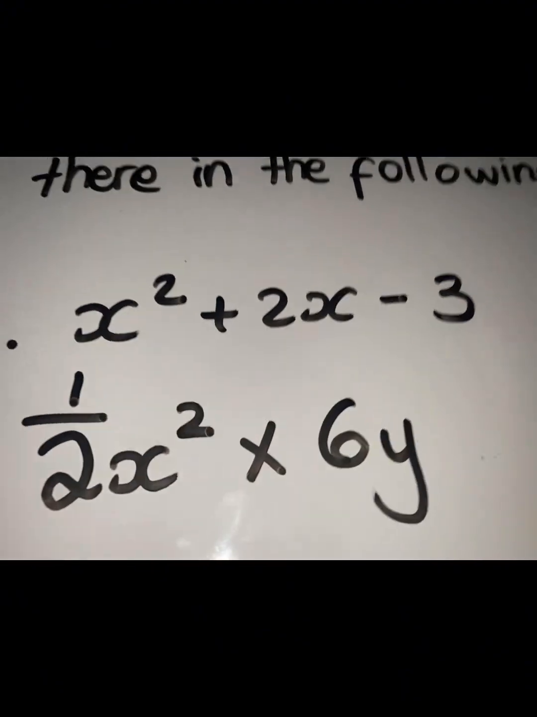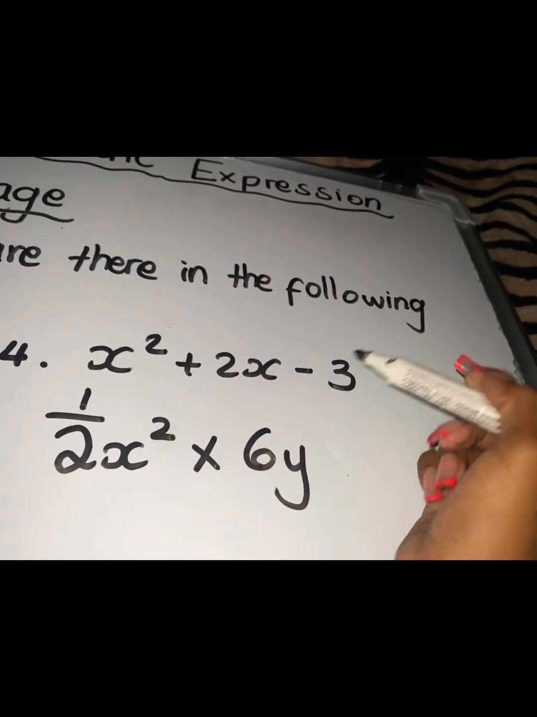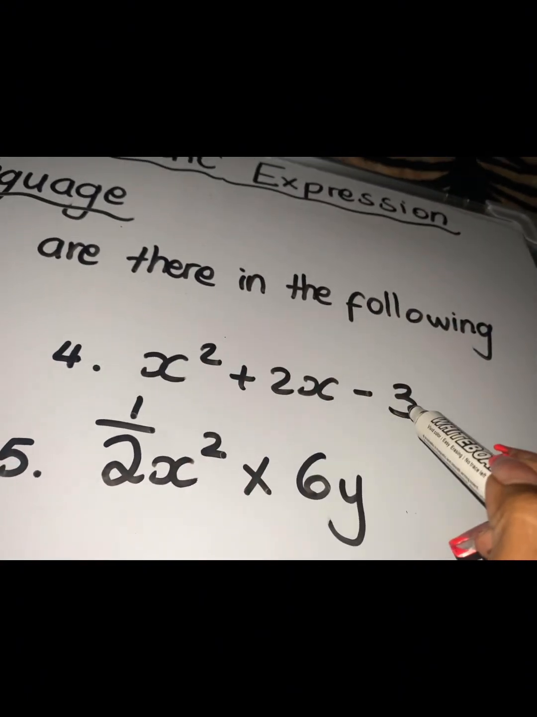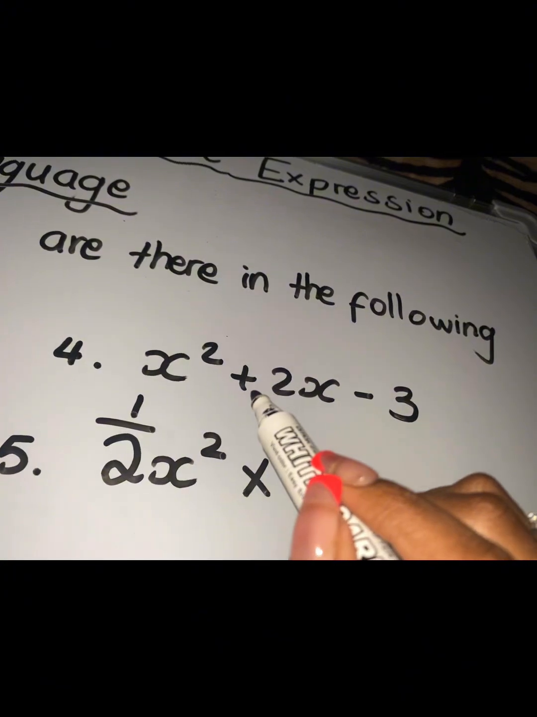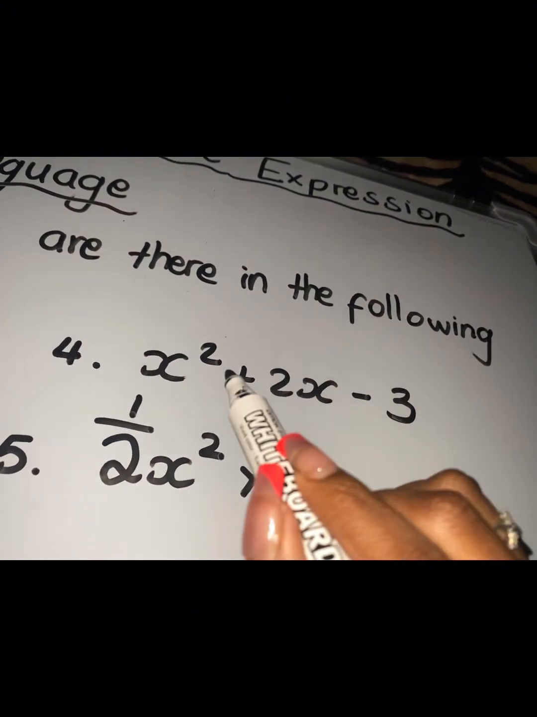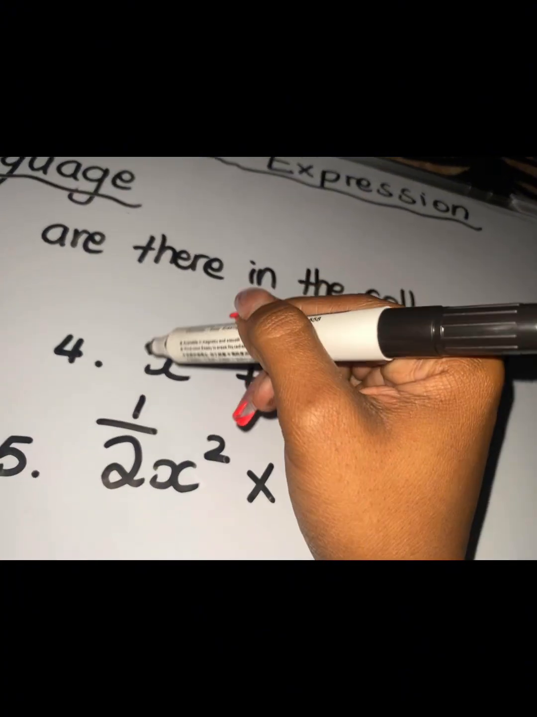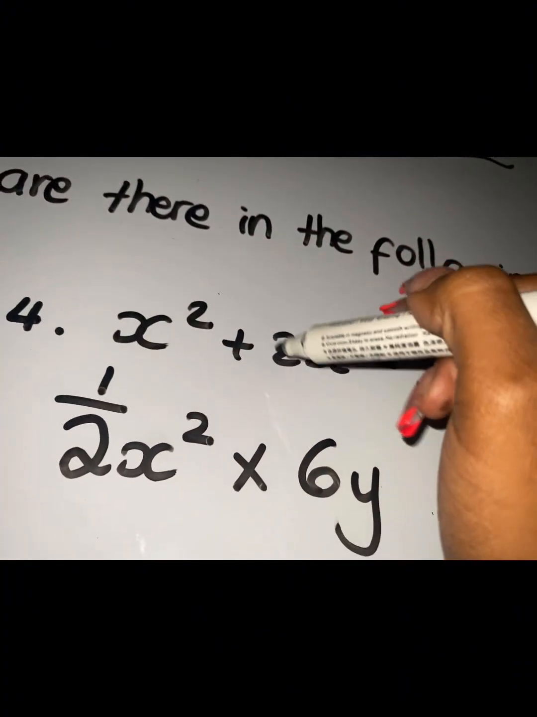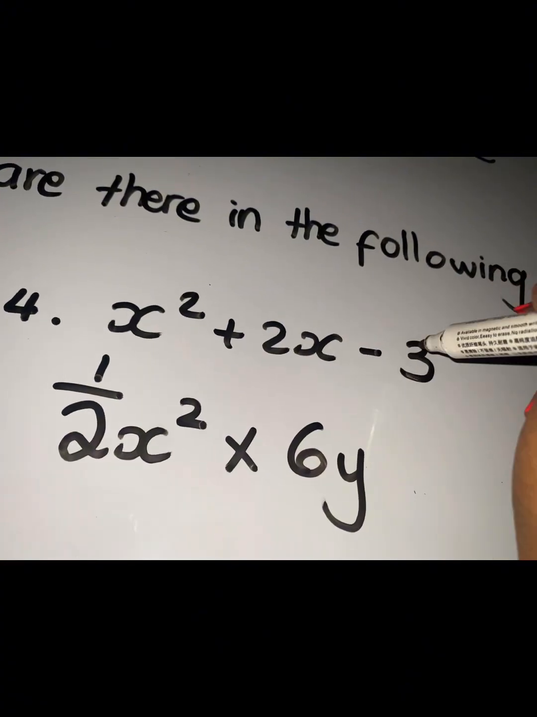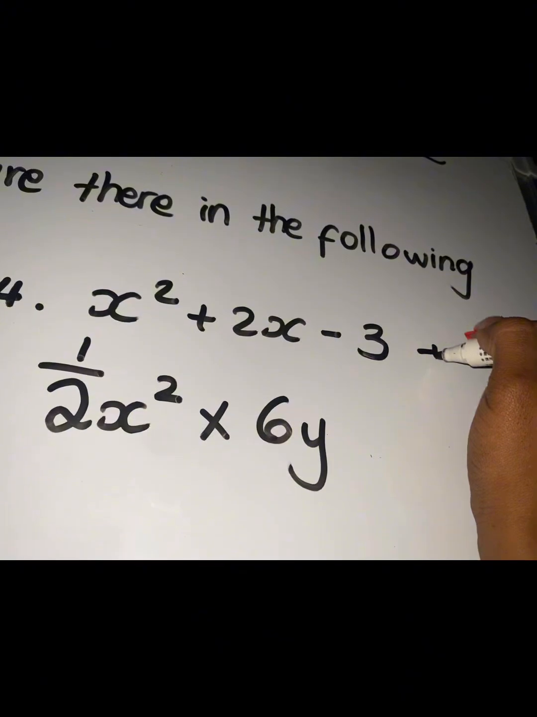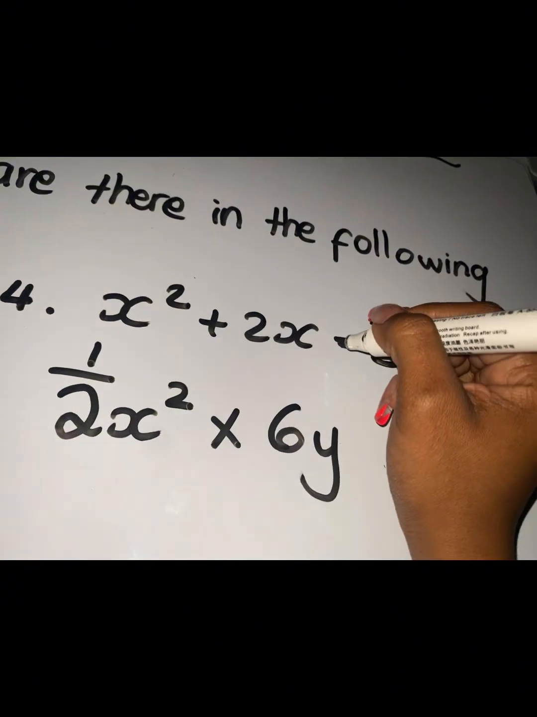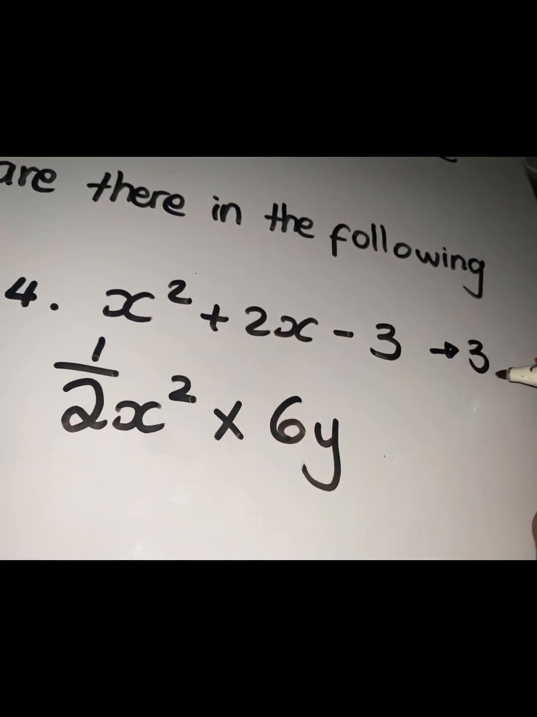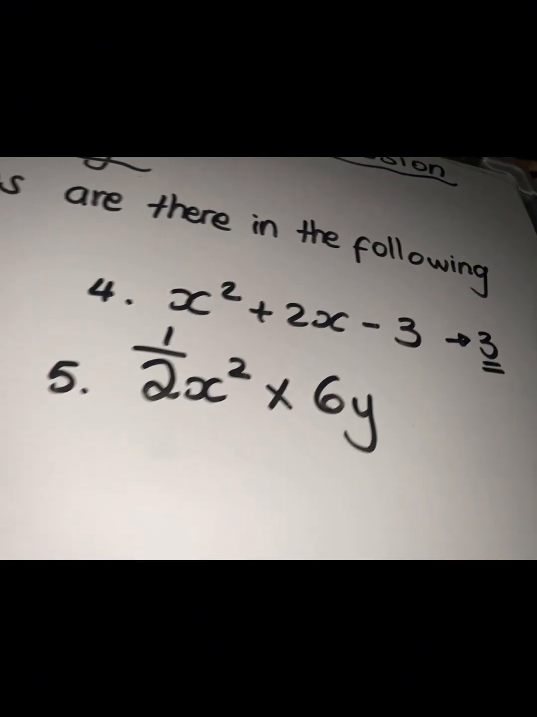Right. Let's look at number 4. So number 4, we have x squared plus 2x minus 3. Now, there are no brackets here. Therefore, we do not have to stress about anything. Now, we check if we have pluses or minuses that are separating terms. So here we have one term plus another term minus another term. So here it means we have 3 terms, because these terms are separated by this minus and this plus. So therefore we have 3 terms.